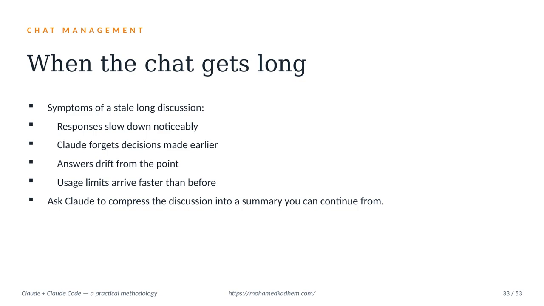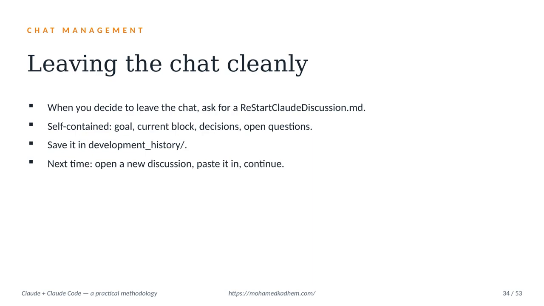Then you have a choice. Continue in the same discussion, with the compressed context as a reset point, or start fresh. If you decide to leave the current discussion because it is too long, because you want a clean slate, or because you are stepping away for a while, do it properly. Ask Claude to generate a restart document, a self-contained file capturing everything a new discussion would need to resume. The PDF lists what it should include. Save it in your development history. When you come back, tomorrow, next week, or in 3 months, you open a new discussion, paste it in, and continue where you left off.